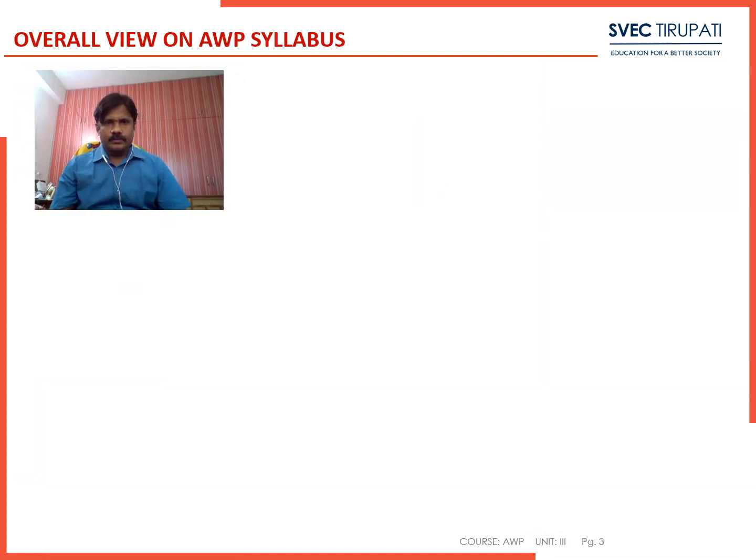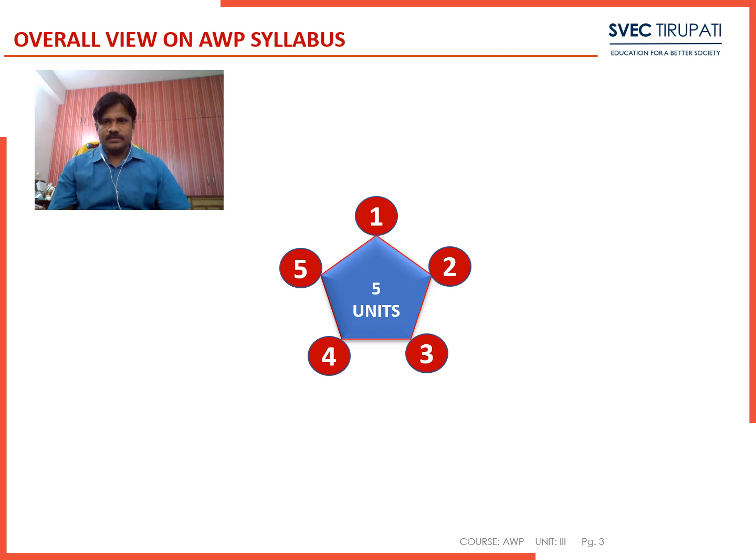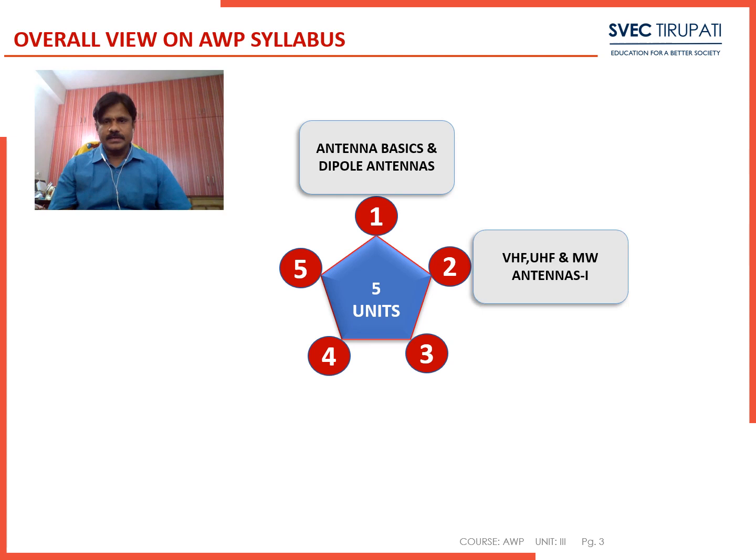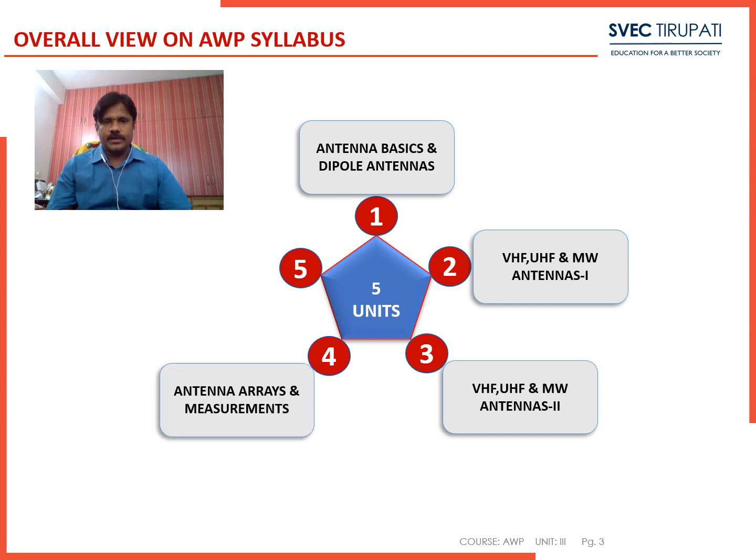Coming to the overview of the entire syllabus in our antennas and wave propagation. In this course, we have totally 5 units: 1, 2, 3, 4, 5. The first one is titled Antenna Basics and Dipole Antennas, and the second one is VHF, UHF and Microwave Antennas Part 1, and the third one is the remaining part 2 of the same VHF, UHF and Microwave Antennas, and the fourth one is Antenna Arrays and Measurements, and the last one is the second part of our title, that is Wave Propagation.